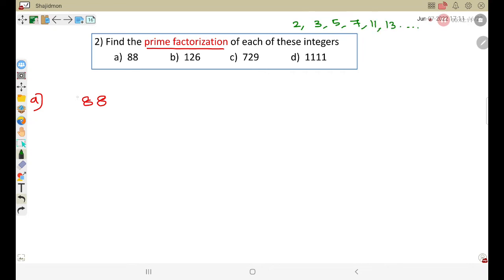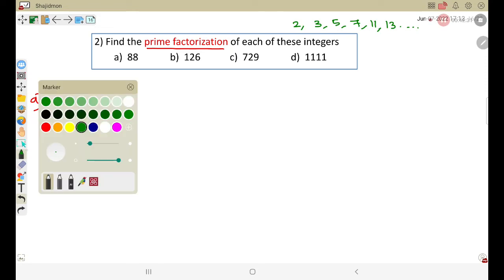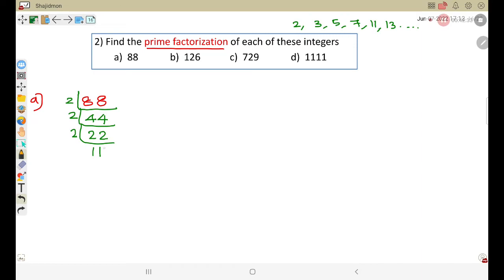First we divide 88 by 2. Can we divide 88 by 2? Yes. 88 divided by 2 is 44. Can we divide 44 by 2? Yes, that gives 22. Can we divide 22 by 2? Yes, that gives 11. Now think about 11, is it prime or not? Yes, 11 is a prime number. If we get a prime number, we stop. So we will write the answer.